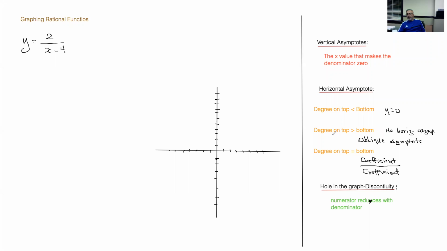Horizontal asymptotes, you have 3 different situations. You have the degree on top is less than the degree on the bottom. So if you look here, the degree on top is 0, but the degree on the bottom is 1. So if that's the case, then y equals 0 is your horizontal asymptote. Another scenario, when the degree on top is greater than the bottom, then there's no horizontal asymptote. However, you'll have an oblique asymptote, and we'll talk about that later. And then if the degree on top is equal to the degree on the bottom, then it's the coefficient of the top over the coefficient of the bottom. And that's basically the coefficients of the highest degree terms on top and bottom.